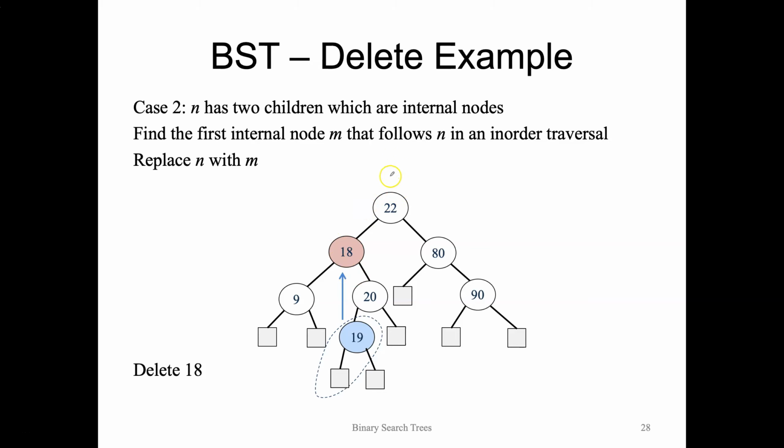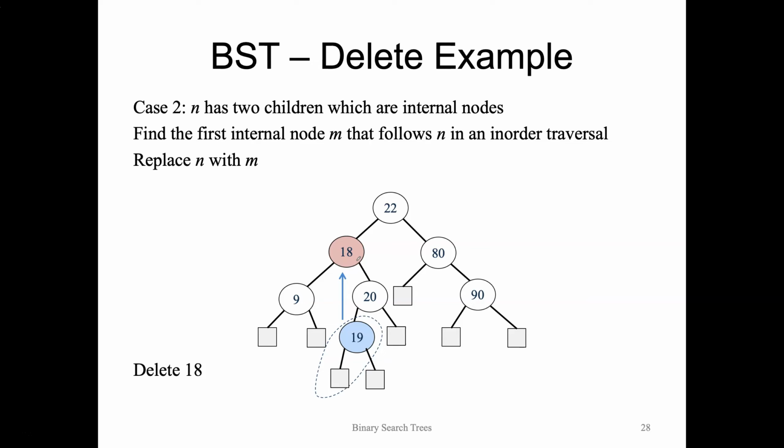Again, we have to find 18, so we start at the root and work our way until we find the node that we want to remove, which is 18. And we identify that both of its children are internal nodes, that they have values stored at them, so we can't just get rid of 18 here, otherwise we would disconnect our tree.